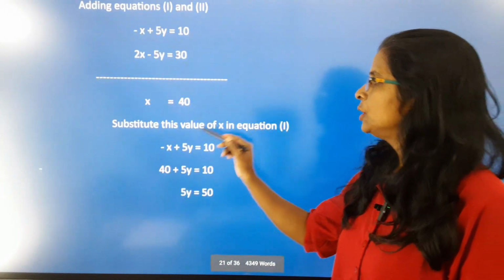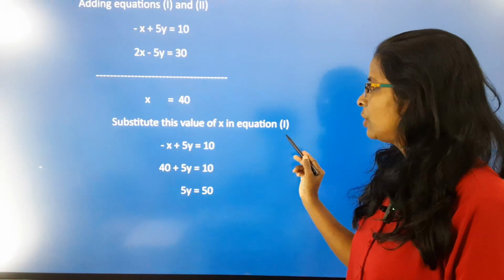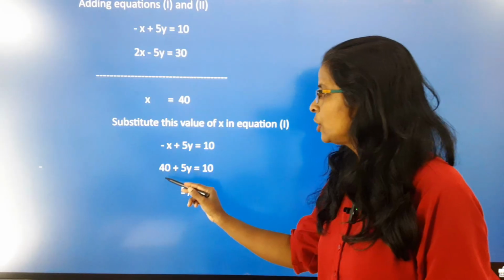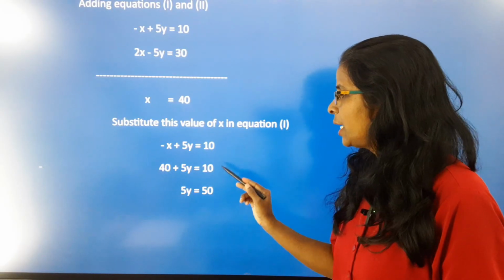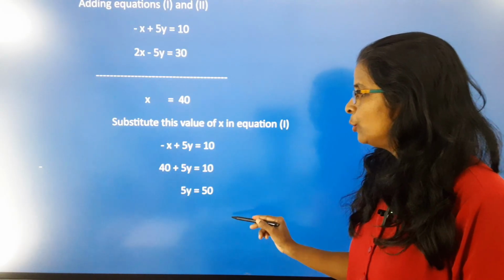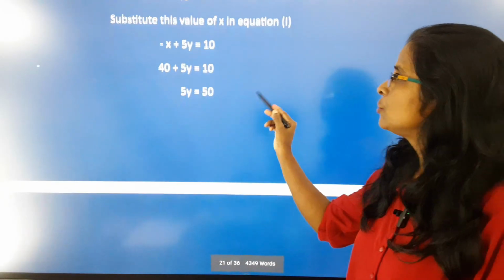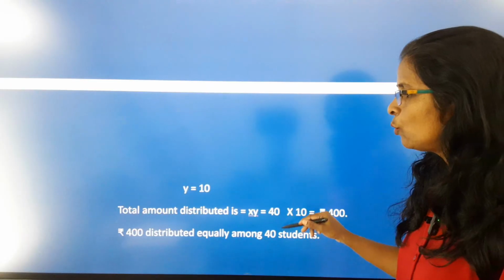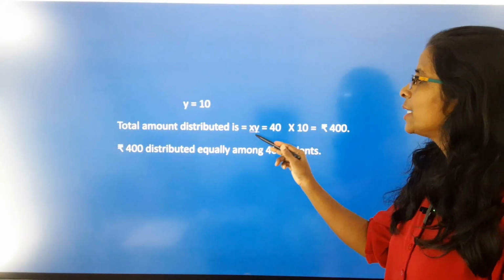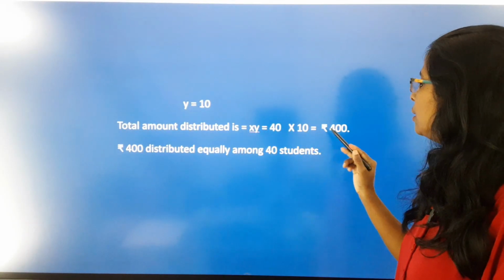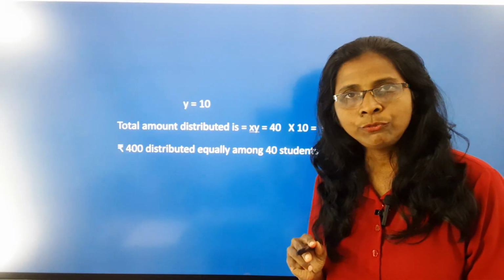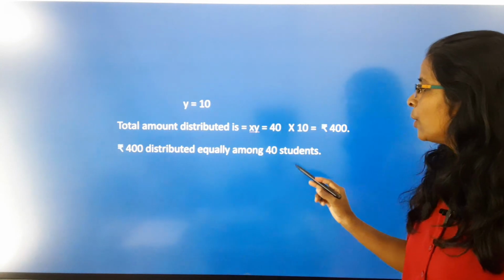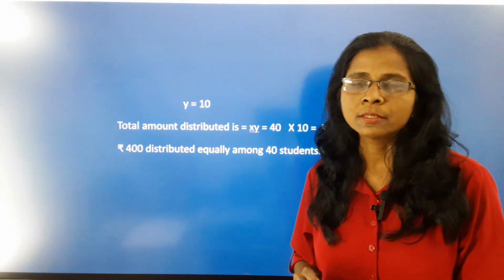So now substitute this value of x in equation 1. So minus x plus 5y is equal to 10. So minus 40 plus 5y is equal to 10. So 5y is equal to 50. So now here y is equal to 10. So the total amount distributed is xy is equal to 40 into 10, which is equal to rupees 400. So rupees 400 distributed equally among 40 students.